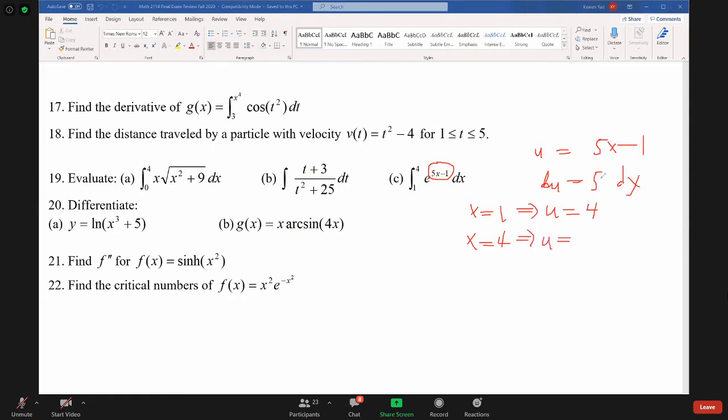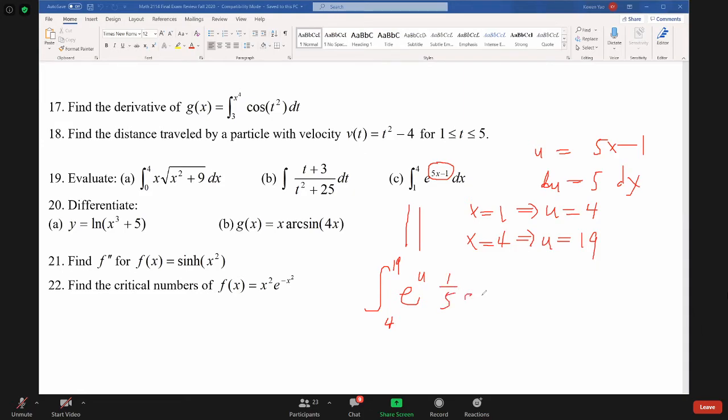Put 4 inside. 20 minus 1, 19. Right? So now you can write this as equal to the new lower limit is 4, the new upper limit is 19. And this is e to the power u. What's the dx? dx is 1/5 du, right? 1/5 du.